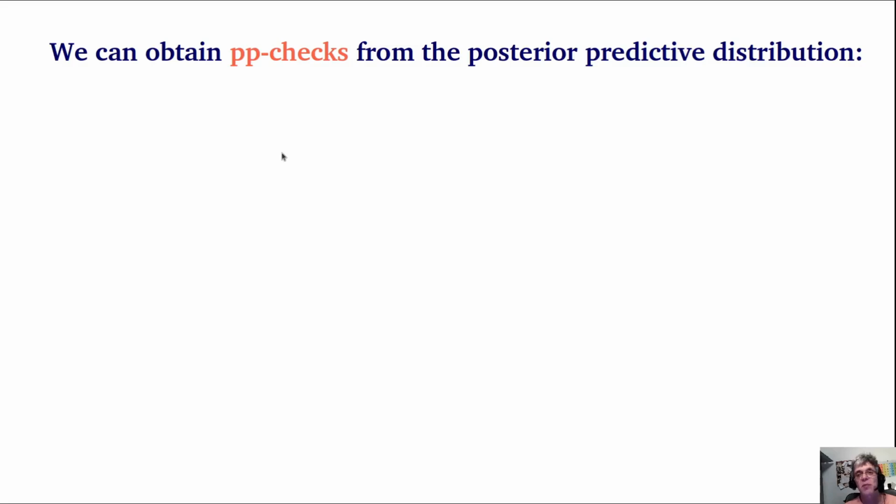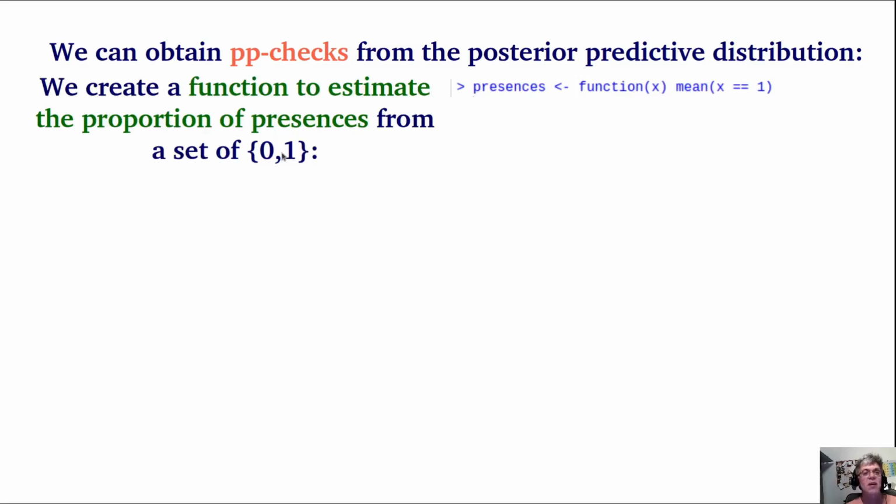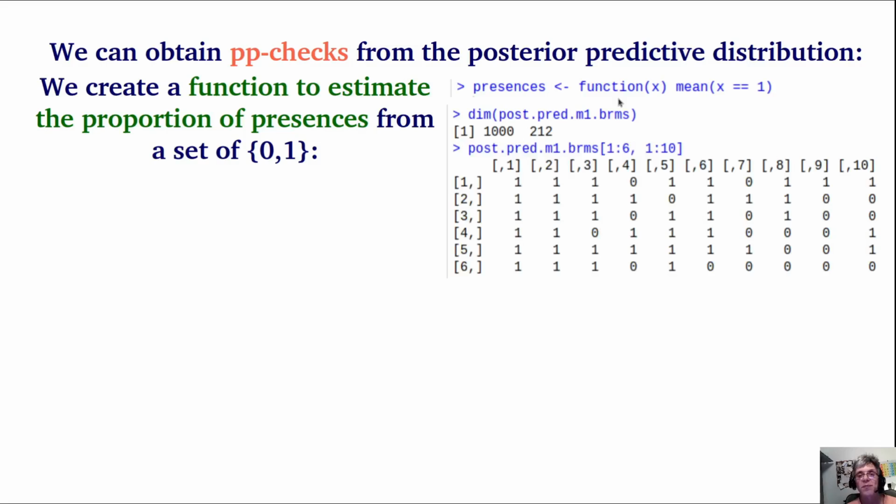We can obtain PV checks from the posterior predictive distribution. This is our first application of this very clever idea, for which we are going to create a function that estimates the proportion of presences from a set of zeros and ones, presences and absences. So this function called presence is the way of calculating the proportion of presences from a vector of zeros and ones.